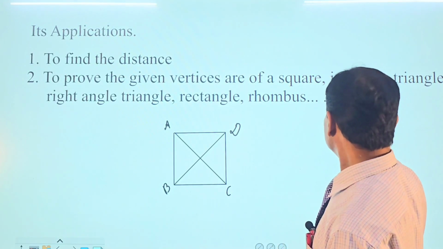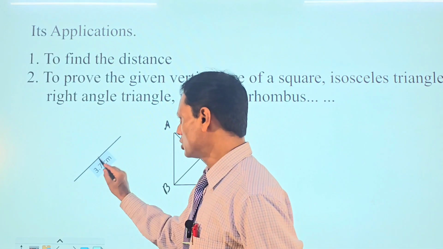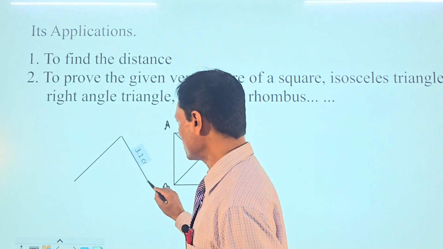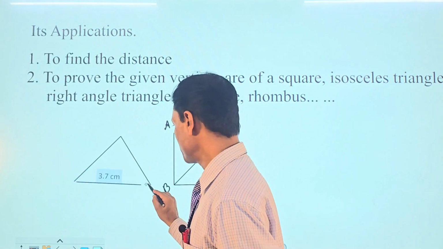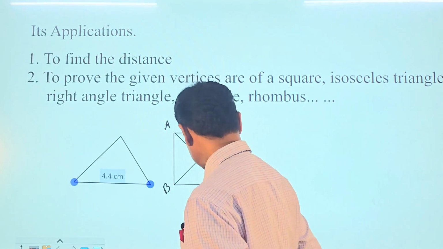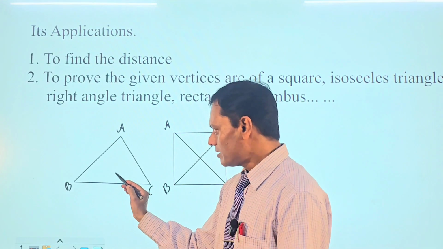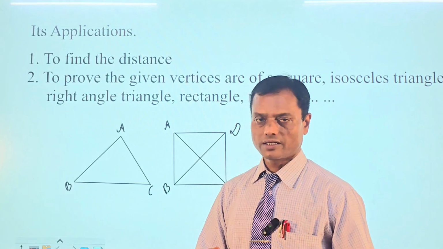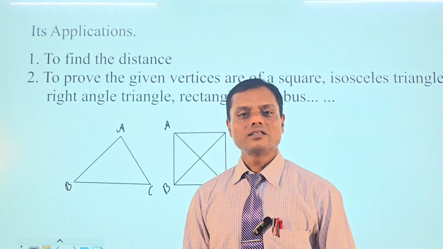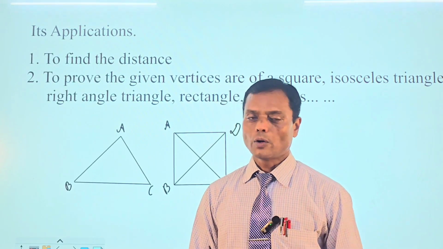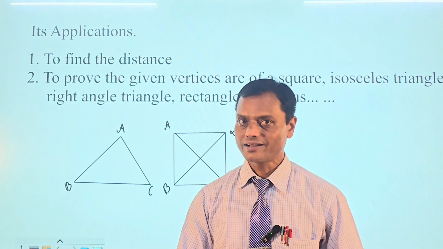Similarly, if you are going to prove an isosceles triangle, you know that in an isosceles triangle two sides are equal, correct? So you have A, B and C. Just find the length of all the sides, that is find AB, AC, BC. When you find all the sides and you see two sides are equal, then it proves the vertices are of an isosceles triangle.